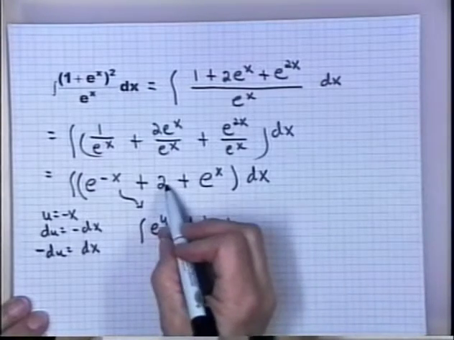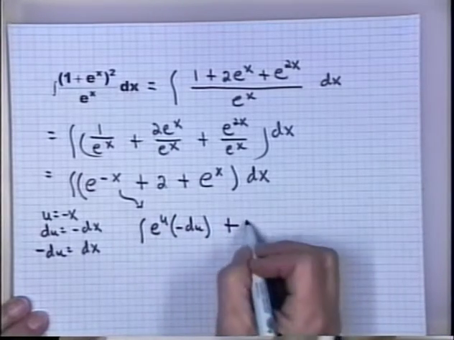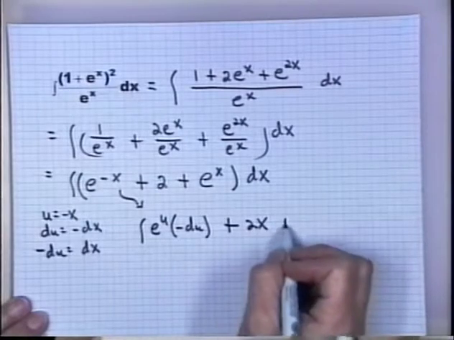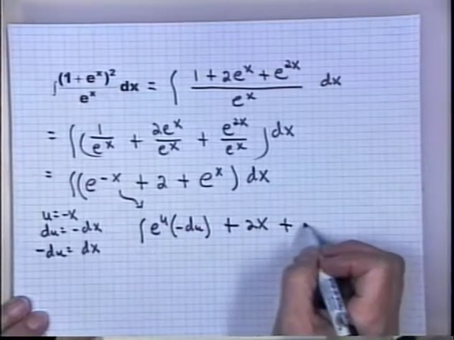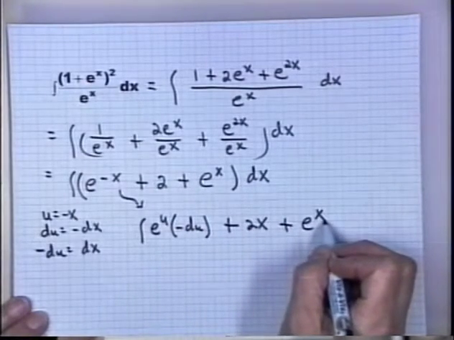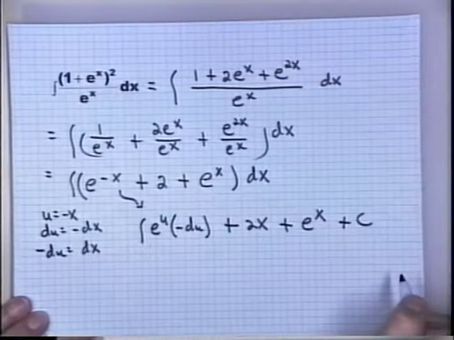Okay? Now I don't need a substitution here. The antiderivative of 2 with respect to x is 2x. And the antiderivative of e to the x with respect to x is e to the x. I'm going to go ahead and put on my plus c down here.